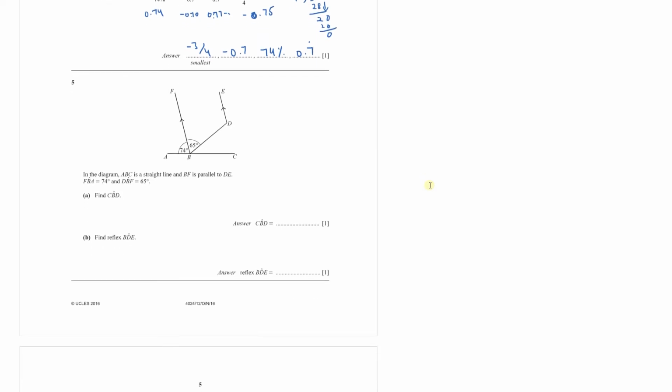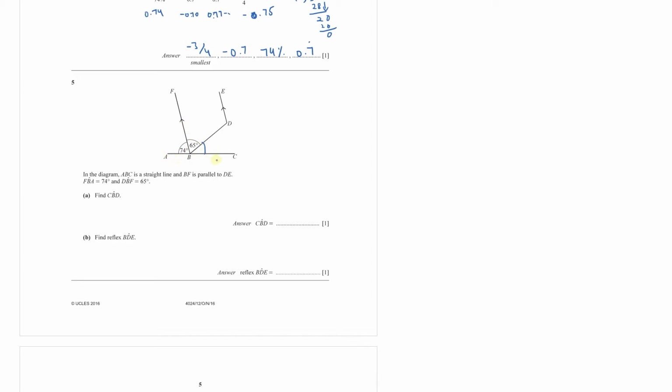Let's move on to question number 5. In the diagram, ABC is a straight line. So this is a straight line. BF is parallel to DE. FBA is given as 74 degrees. DBF is given as 65 degrees. Find the angle CBD. So you have to find this angle here.